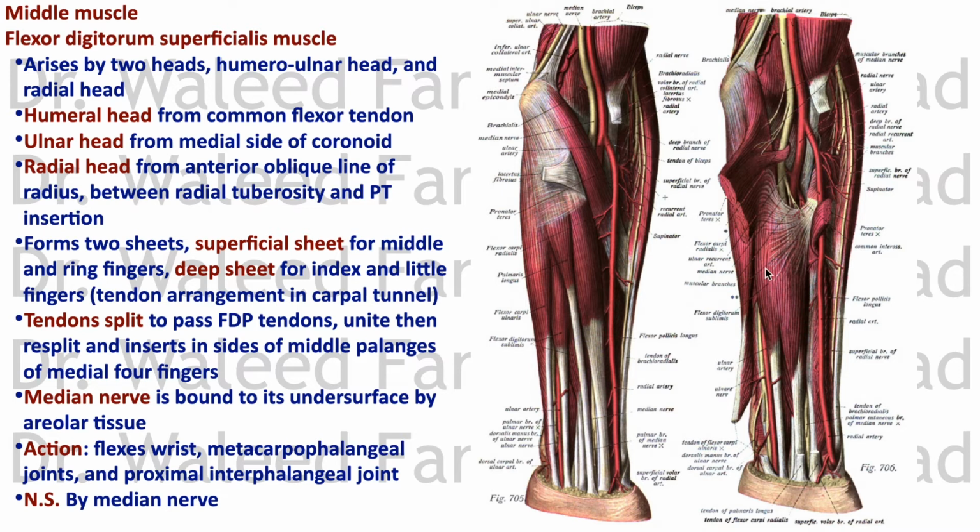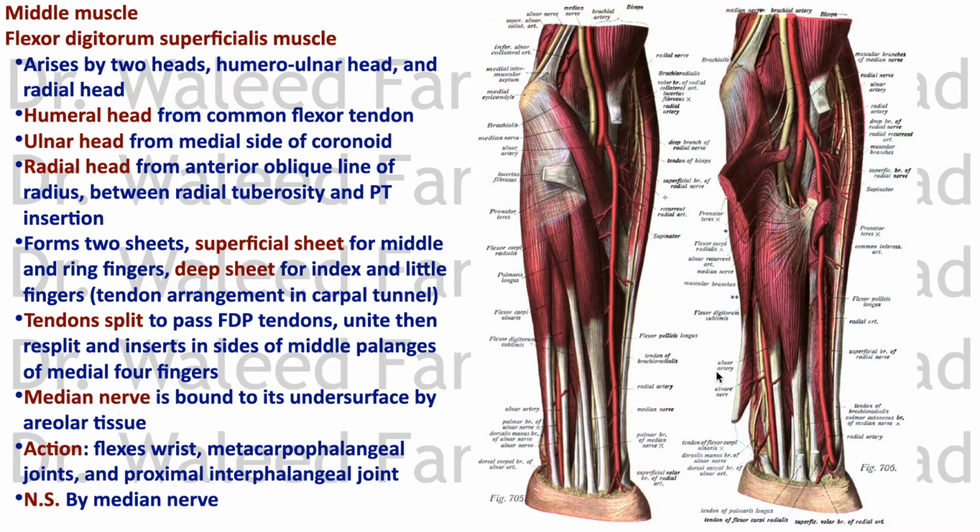Okay, it forms two sheaths. A superficial sheath for the middle and ring fingers, and a deep sheath for the index and little fingers. So there are four tendons stacked two by two. The two on top are for the middle and ring fingers, and the two on the bottom are for the index and little fingers. And this is the arrangement of the tendons in the carpal tunnel.